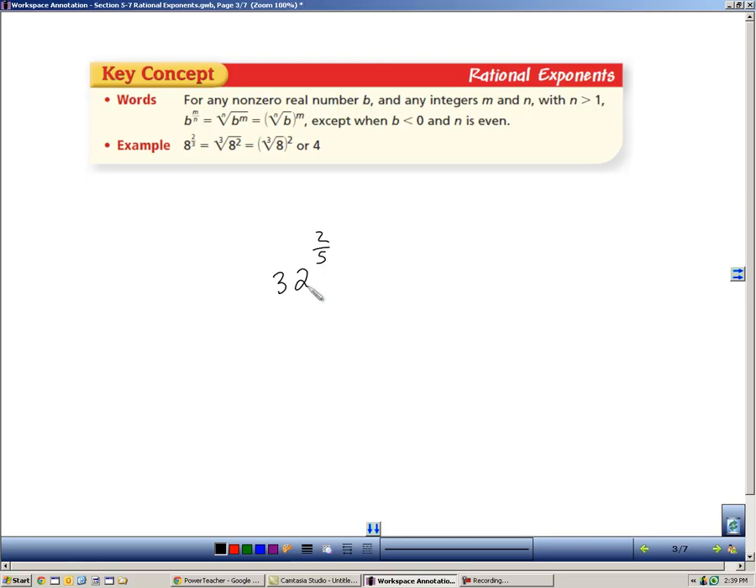Another quick example would be something like this. The 2 means squared, but the over 5 means I'm taking the 5th root of 32. Now you could say 32 squared, or you could say the 5th root of 32 and then square that answer. To me, that one's actually more helpful because we know the 5th root of 32 is just 2, and then when you square it, you get 4.